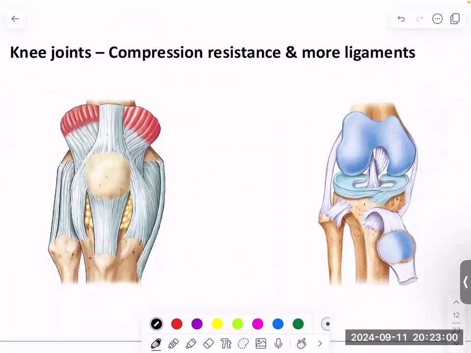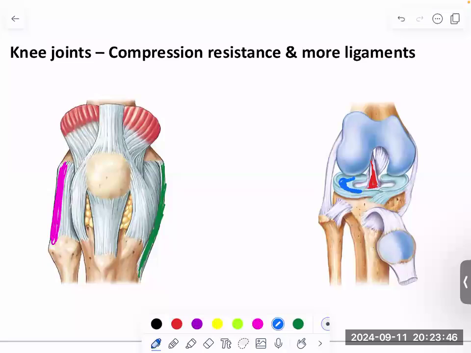So the knee is designed for compression resistance, ligaments, etc. What ligament is this one? Lateral collateral ligament. This one? Medial collateral ligament. This one? Anterior cruciate ligament. What is this structure called? What are you going to call this one in blue? Lateral meniscus.